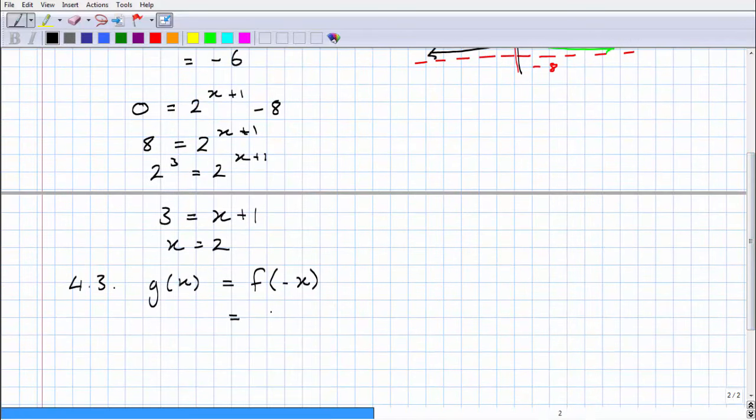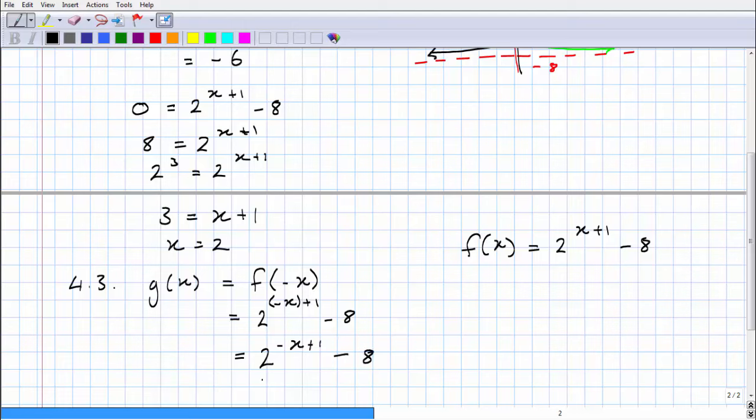Remember f of x is equal to 2 to the power of x plus 1, minus 8. And we said all the x values become negative. So we literally plug in negative every time we see an x value. Just put it in brackets, minus 8, and that's our new answer. We don't have to do much more than that. We can leave it like that. You might, if you really want to, simplify that, but there's no need. I suppose the simplest is just to drop the brackets: 2 to the power of negative x plus 1, minus 8. And that's your answer. Okay, that's it.